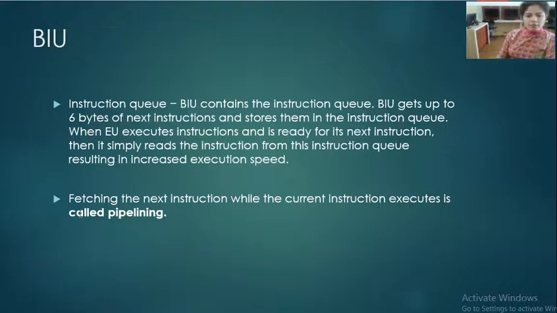Next is fetching the next instruction. Fetching the next instruction while the current instruction executes is called pipelining. So this process is also known as pipelining. Pipelining is also known as parallel processing. As I have told you, BIU and EU perform tasks at the same time. They both perform tasks simultaneously. So that's why they support pipelining.